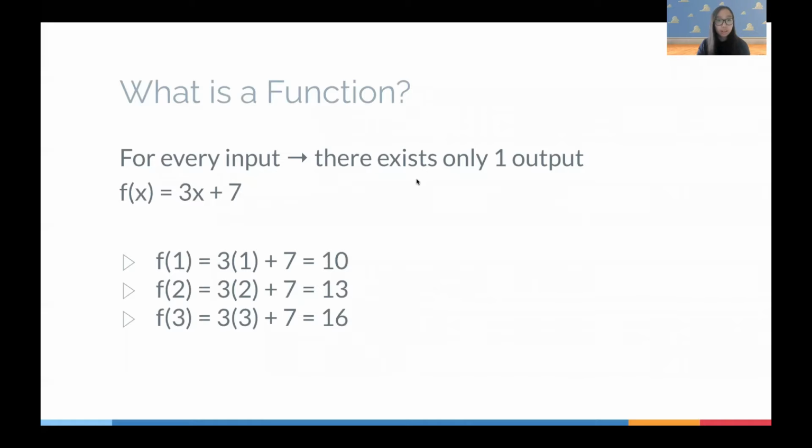Now moving on. So basically, for every input, there is only one output. For example, if you had f of x equals 3x plus 7, you would have f of 1 is 3 times 1 plus 7, which is 10. F of 2 is 3 times 2 plus 7, which is 13, and you can just keep going down the pattern. What you do is you basically substitute x here for everything inside the bracket.